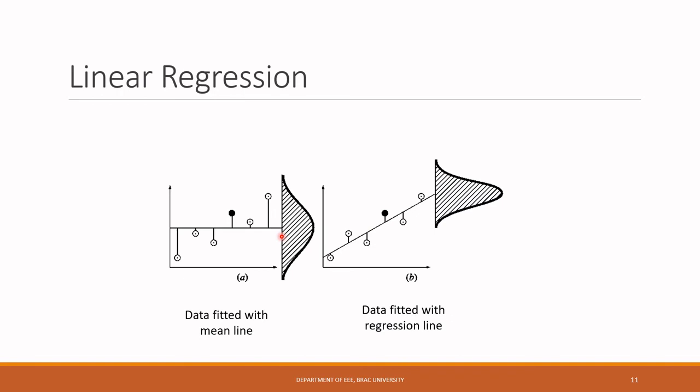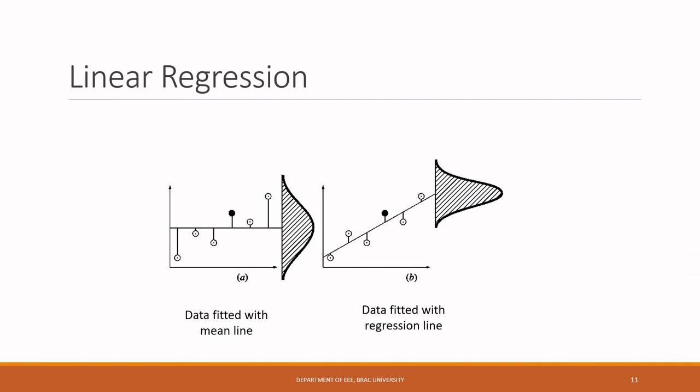In the first case, look at this, the deviation of the data points from the mean line is much broader than those of the regression line. In the first case, the deviation is much larger than the second case. Since this is the best fit curve, the regression line actually captures most of the features of the data points, and that's why it gives us a narrow curve, a narrow peak over here. So that means the standard deviation is much lower in the regression line than that of the mean line.